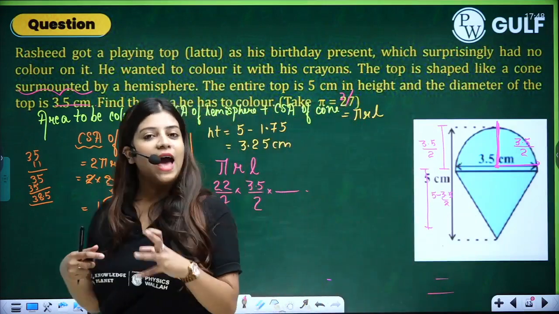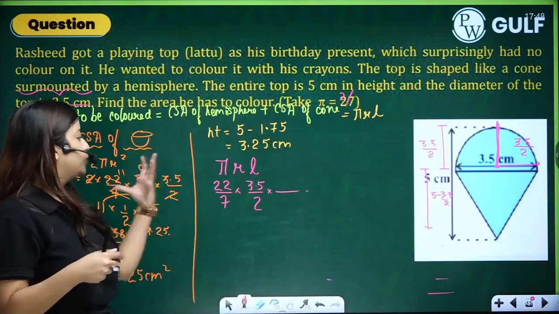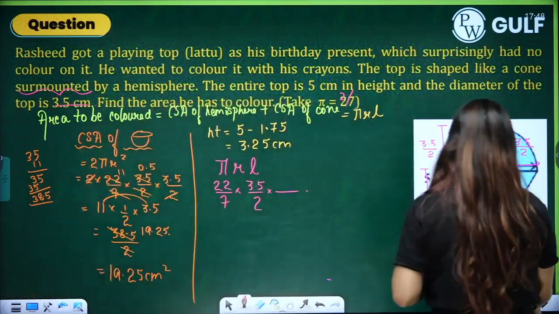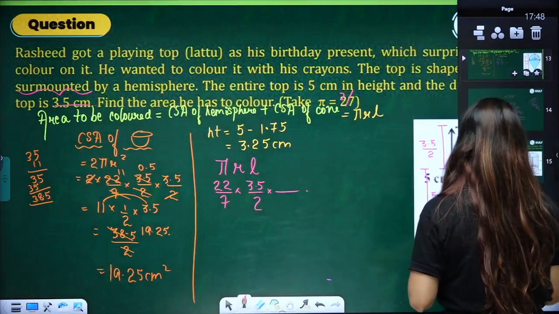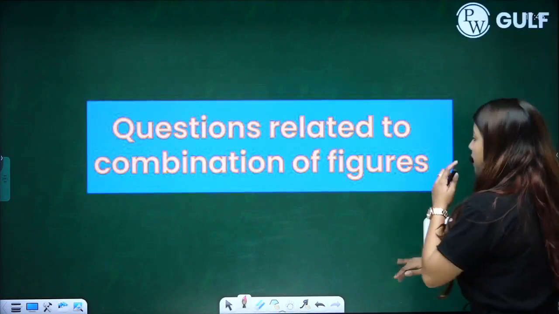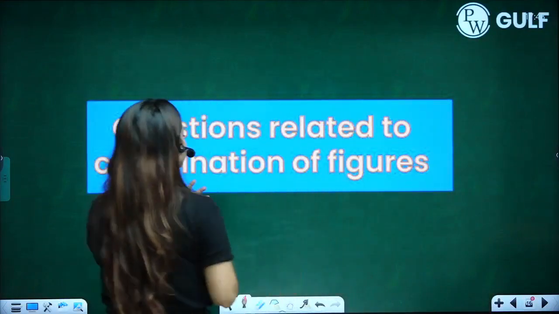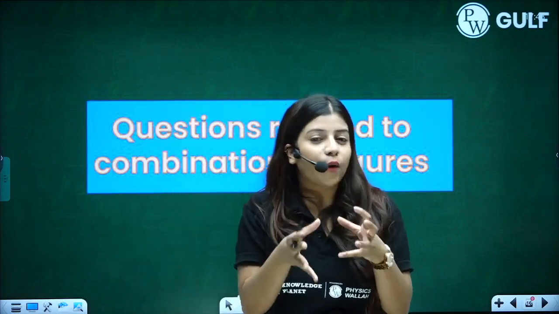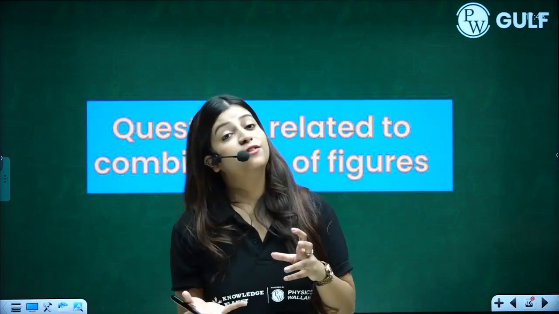Now we will be adding the area of this hemisphere and the cone, and simply we can find out the final answer. So this is how combination of figures are dealt with. Now let's learn about the question related to the combination of figures where two things are joined and then they form a very different figure.